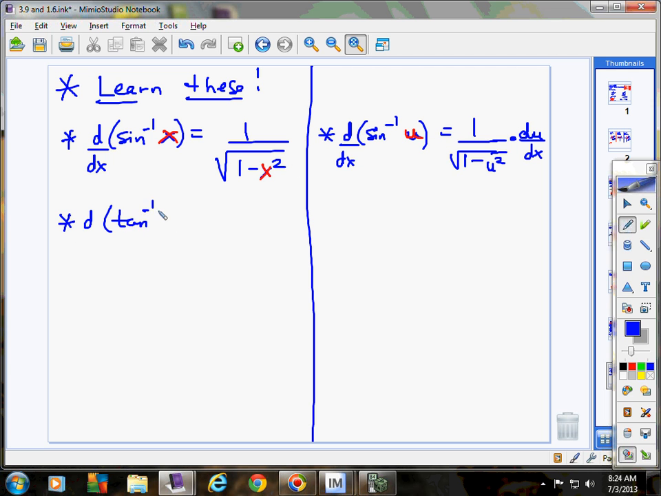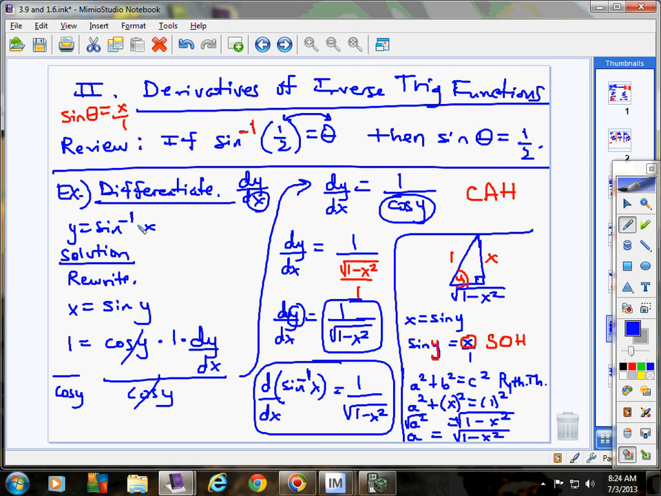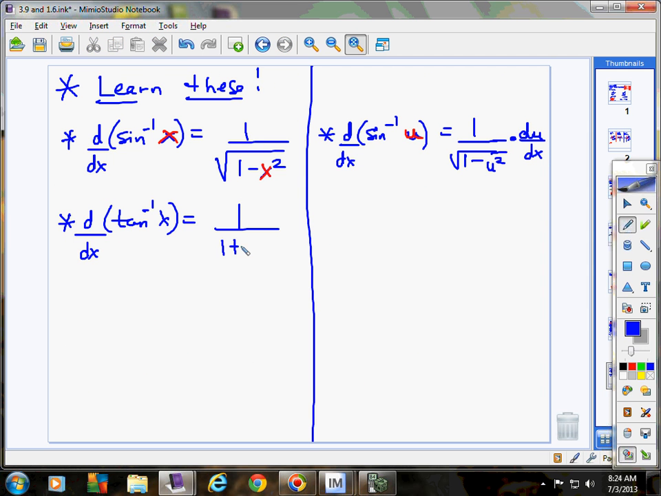Inverse tangent. If we went through and drew our triangle and did all that work we did here to inverse tangent, then this is what we'd get. 1 over 1 plus x squared. No radicals. That makes inverse tangent the easiest one to remember. So if I had a more complicated argument, I had a u instead of an x, what do you think it would look like? 1 over 1 plus u squared, right, times du dx, times the derivative of the thing.